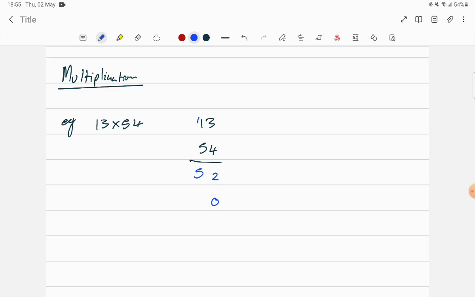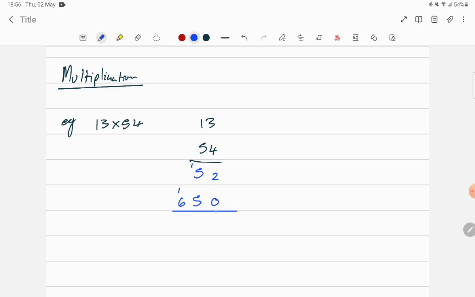So here we would say 3 times 5, that's 15. Carry the 1. And then we'll say 1 times 5, that's 5, plus 1, that is 6. And therefore that's how we get 650 for that row. And now we are going to add going downwards.